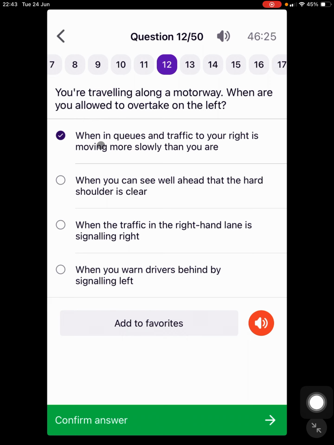Okay, that's the right answer. Any question, guys, about this one? So you're traveling along a motorway. When are you allowed to overtake on the left? When in queues and traffic to your right is moving more slowly than you are.